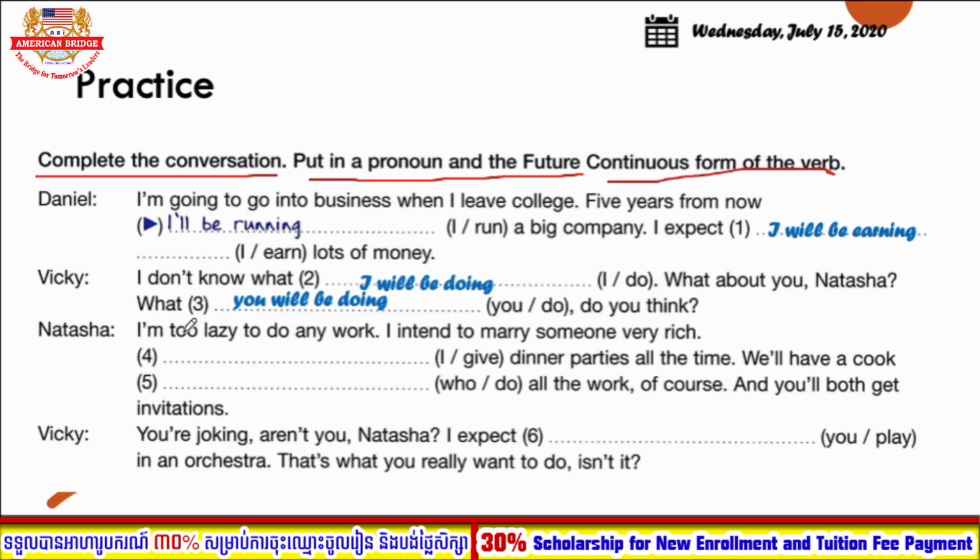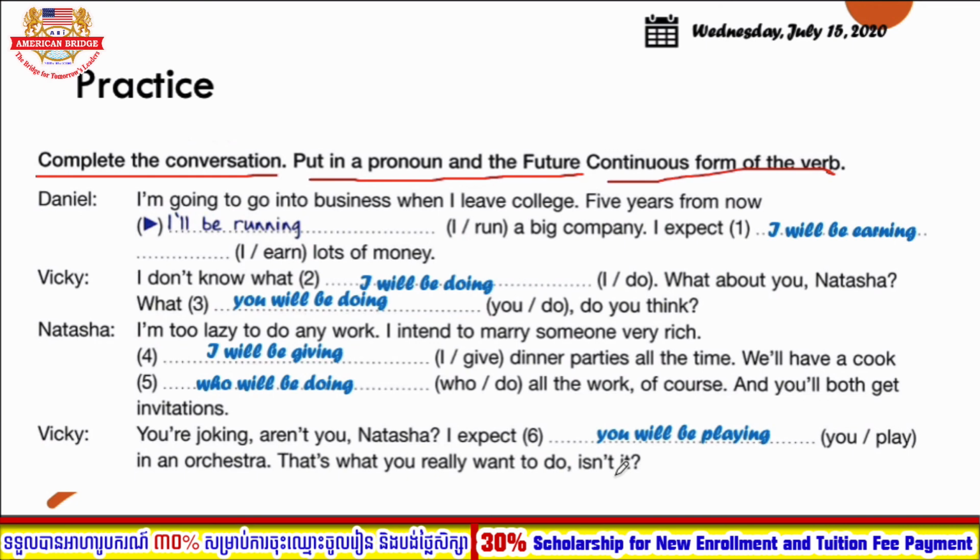Natasha said, I'm too lazy to do any work. I intend to marry someone very rich. I will be giving dinner parties all the time. We'll have a cook who will be doing all the work, of course, and you'll both get invitations. You are joking, aren't you, Natasha? I expect you will be playing in an orchestra. That is what you really want to do, isn't it?